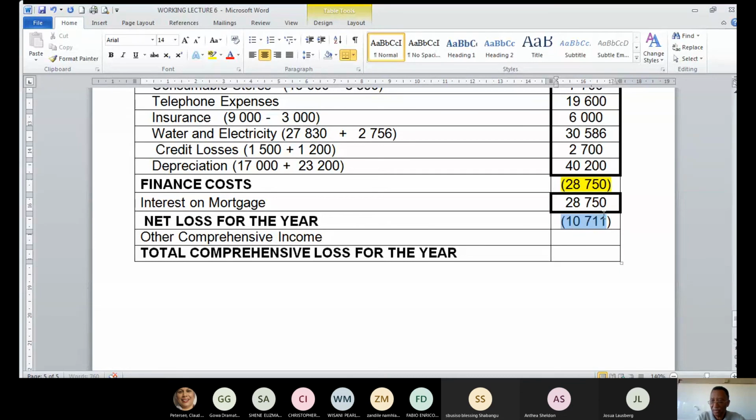It's a negative amount. That is why we will label that amount now as the net loss for the year. That is your net loss for the year. Bring into account your other comprehensive income is always zero for you guys. So our net comprehensive loss for the year is an amount of 10,711. And that will conclude our question that we had to do.